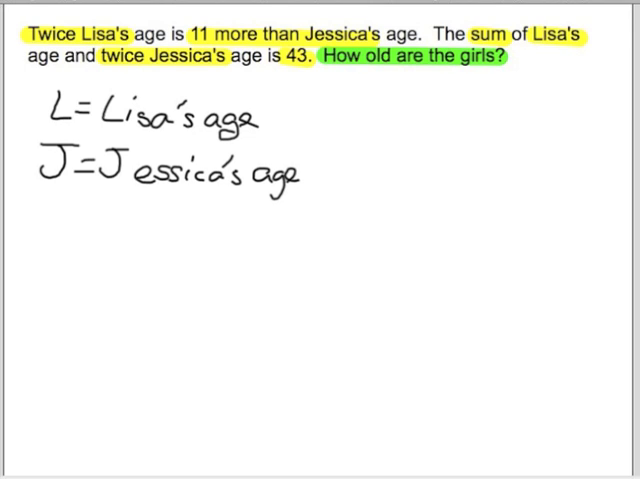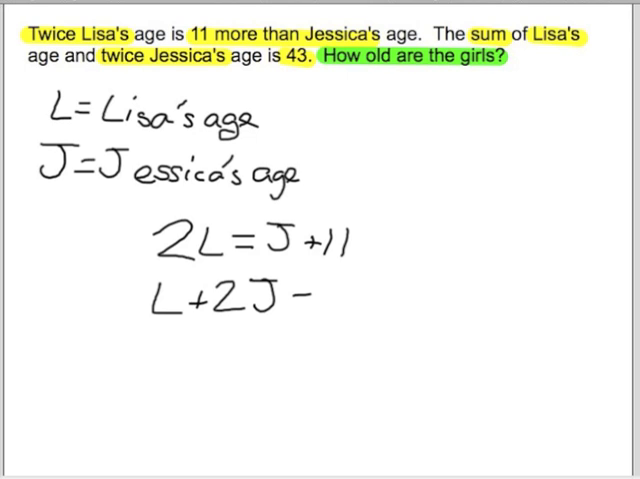So our first sentence says twice Lisa's age is 11 more than Jessica's age. So that would be Jessica's age plus 11. Our second equation, the sum of Lisa's age and twice Jessica's age is 43. These are our two equations. We now have a system of linear equations, so now we just solve.